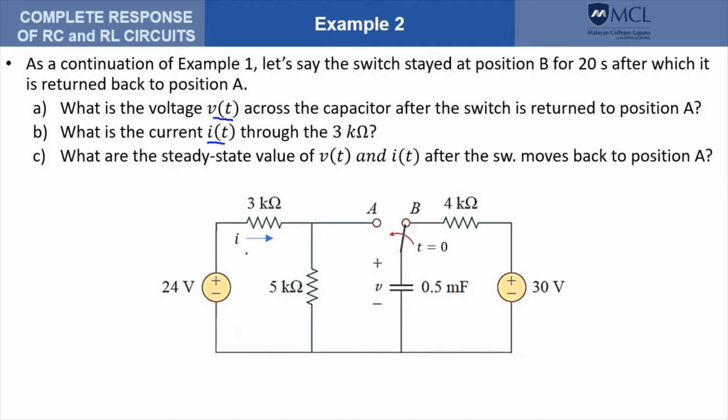So this is the current, and the steady state values of the voltage and the current mentioned in A and B after the switch is returned to A.